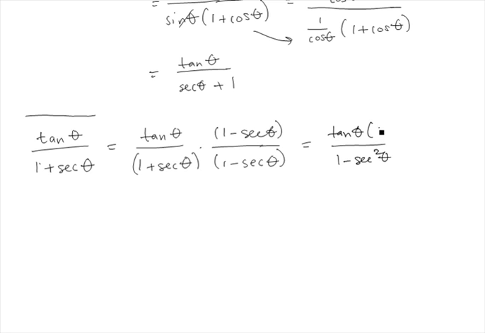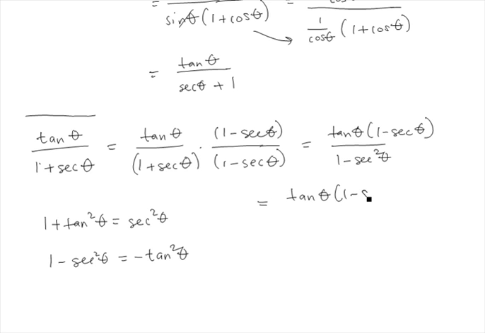Now this 1 minus secant squared theta looks very familiar. In fact, if we recall, we know that 1 plus tangent squared theta equals secant squared theta. So let's see, if we subtract the secant squared theta to the other side, so we get 1 minus secant squared theta, and subtract the tangent squared to bring it over to the right-hand side, we get negative tangent squared. So 1 minus secant squared theta is the same thing as negative tangent squared of theta. So we can replace the denominator with negative tangent squared theta. So now one of these tangents will cancel.